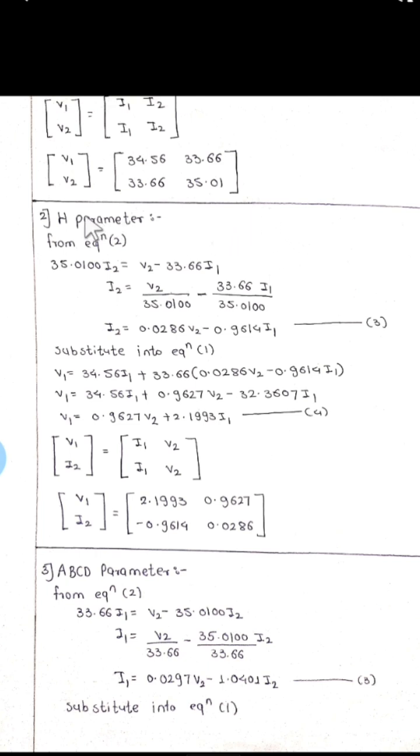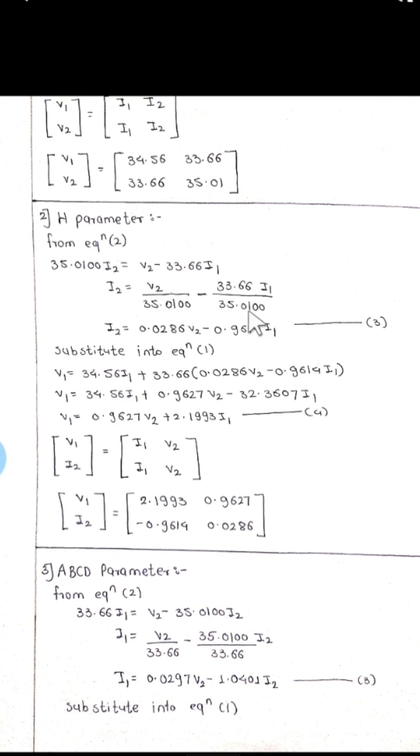Now we see the H parameter. From equation number 2 in the Z parameter we find I2. We write 35.01 I2 is equal to V2 minus 33.66 I1. We write this equation from equation number 2. This 35.01 is multiplied with I2. We shift it over, then we get I2 is equal to V2 divided by 35.01 minus 33.66 I1 divided by 35.01.